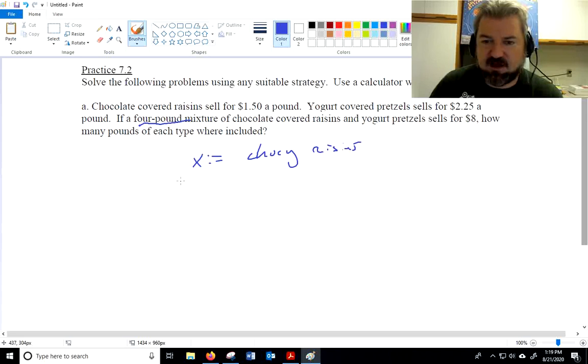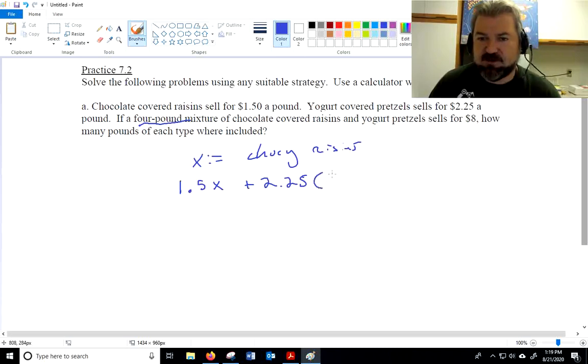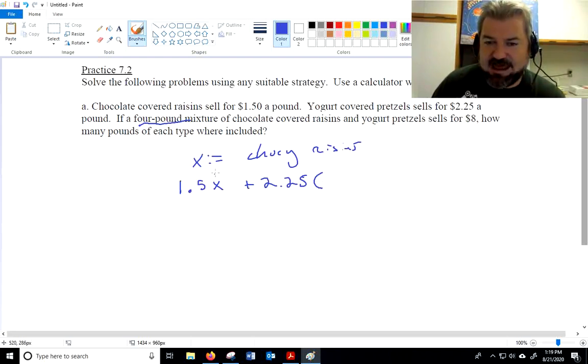All right, so $1.50 per pound of raisins plus $2.25 per pound of yogurt covered pretzels. Well, remember, we bought a 4-pound mixture, right? So if I got X pounds raisins, the rest of the 4 pounds has to be yogurt covered pretzels. So I just do 4 minus X, and that needs to equal $8. Okay, so we have to distribute. And that should be what, 9?